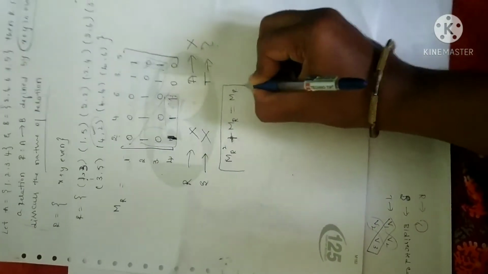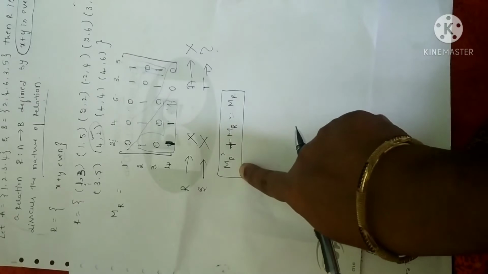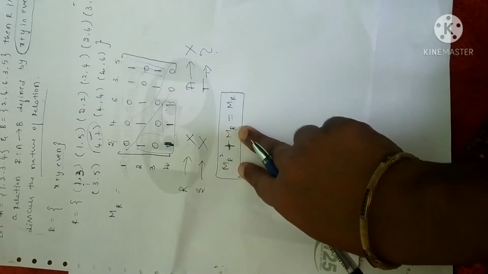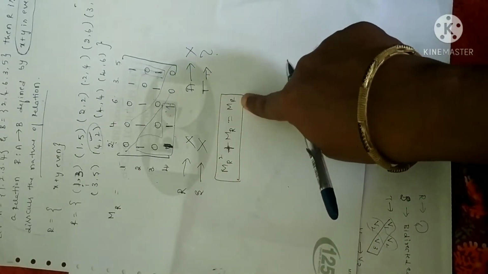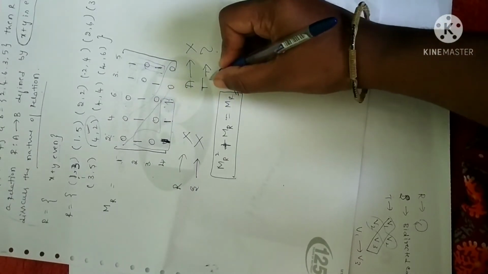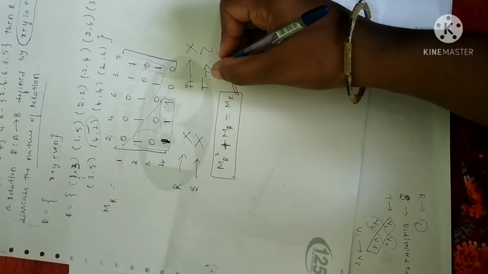In the sense, first write down the matrix of the relation as I have done now. Then find out MR square. When you add these two matrices, you should get back the same matrix. If this condition is satisfied, then only we can say it is transitive. Otherwise, we cannot say whether it is transitive or not.